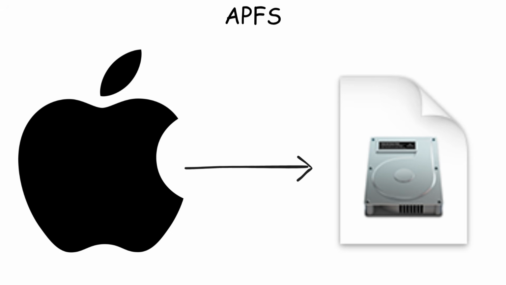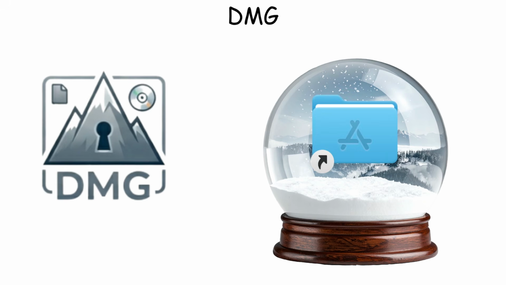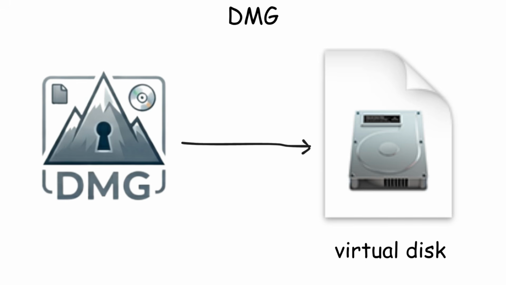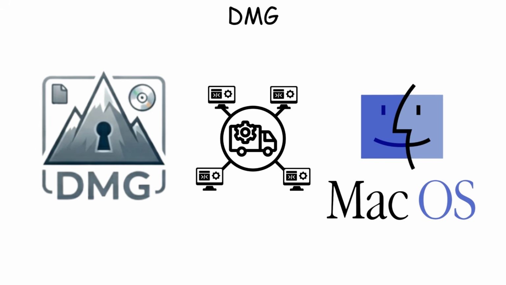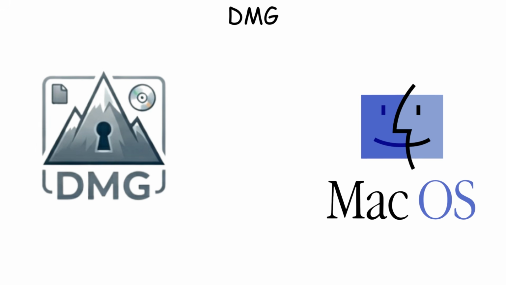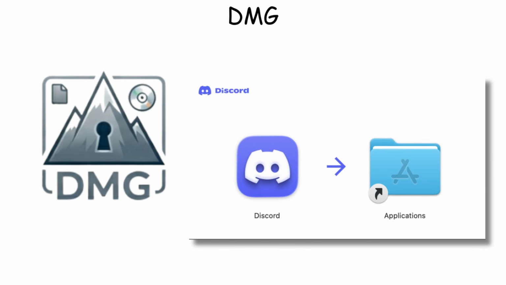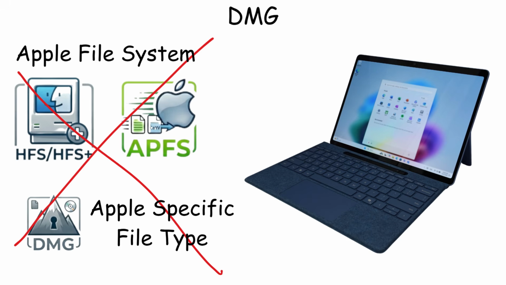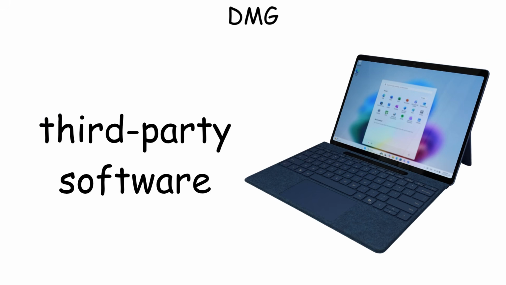In addition to traditional file systems, Apple also uses disk image formats such as DMG or Apple Disk Image. DMG is a container format that encapsulates a file system, typically APFS or HPFS+, allowing it to be mounted as a virtual disk. DMG files are widely used for distributing software on macOS, allowing applications to be packaged and mounted as virtual drives. However, Apple file systems are not natively supported on Windows, and accessing them typically requires third-party software.